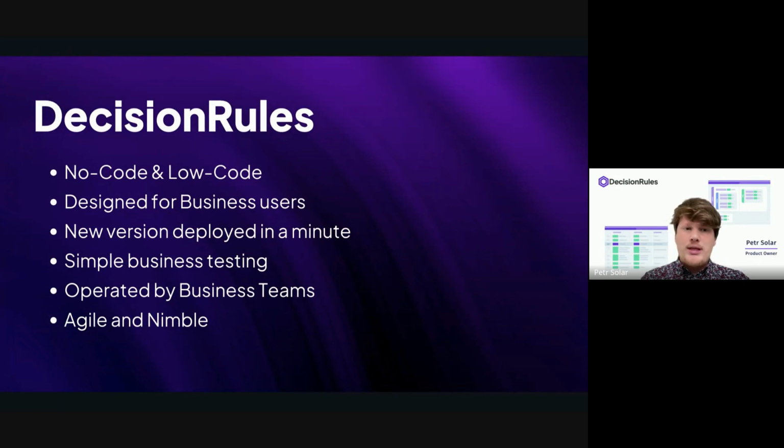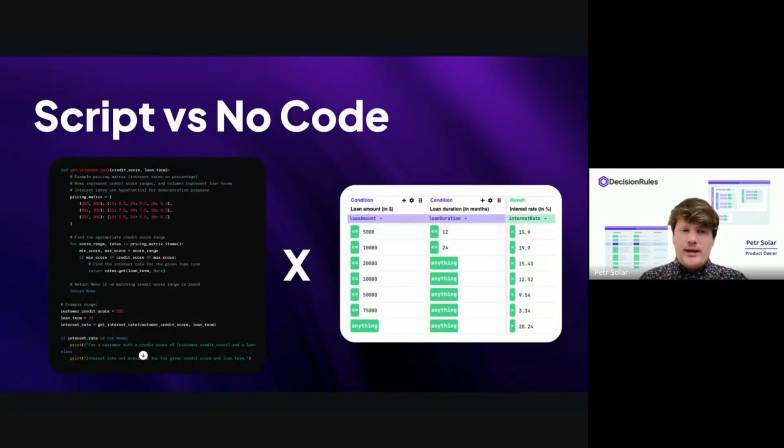On the other hand, DecisionRules is a no-code and low-code solution focused on business users, on the subject matter experts within the financial industry. You can deploy a new version in a matter of seconds. It has simple business testing built in, and it brings great agility and nimbleness into the organization. Here is a quick visual comparison of the current system in most financial companies, which rely on script-based rule engines, and how our standard decision table looks. We see the visual difference immediately: a business person can edit the rules, understand them, and really use them.